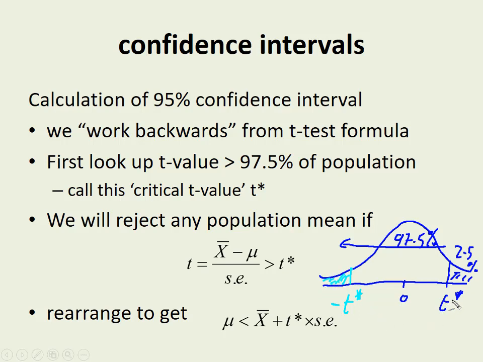If you took the same value you got here, t star, but negative, then because it's symmetrical, here you're going to get 2.5% as well. So between here and here, you'd have 95%.